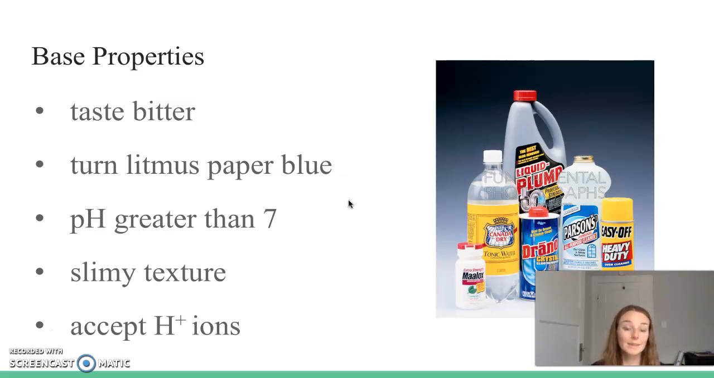These would turn litmus paper blue, so I think base blue. Then the pH is greater than 7, so anywhere from 7 to 14. The closer to 14, the more basic it is. They have a slimy texture, so maybe you've noticed this if you've used any of these cleaning supplies before, that they're kind of slimy. And instead of donating hydrogen ions, they will accept hydrogen ions.